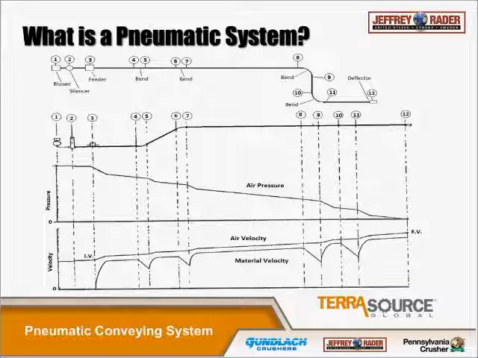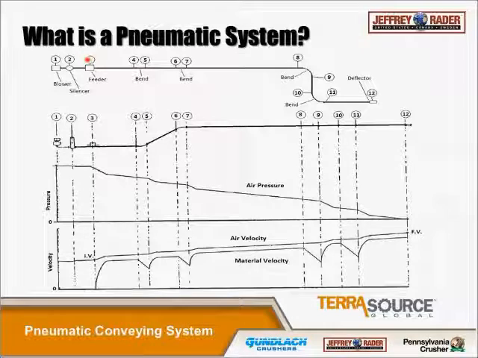So here's a graph that shows the pressure and velocity profiles within a system. Jeffrey Rader designs dilute phase high pressure systems. You'll notice that the pressure starts at a maximum and then decreases as the system goes until it reaches zero at the end. And then velocity starts out and increases until it reaches the maximum at the end. This top curve here is for the air velocity, and this lower curve is the matching material velocity. Notice the difference between the air and material at each feature.